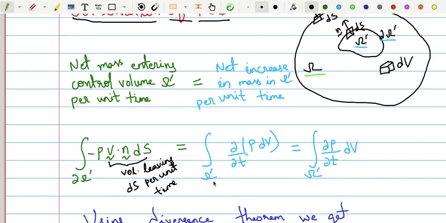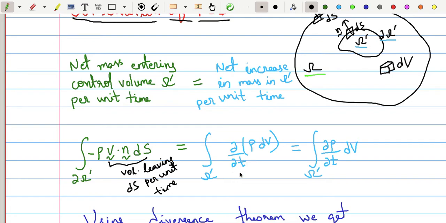Now let us look at what is the net increase in mass per unit time. If I take a volume element dV, what will be its mass? Its mass will be density into dV. If I want to know the change in the mass of that volume element per unit time, then what do I do? I do a partial time derivative.